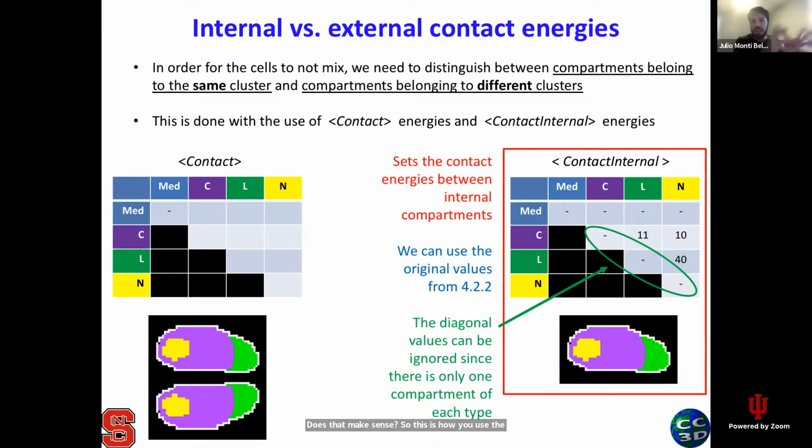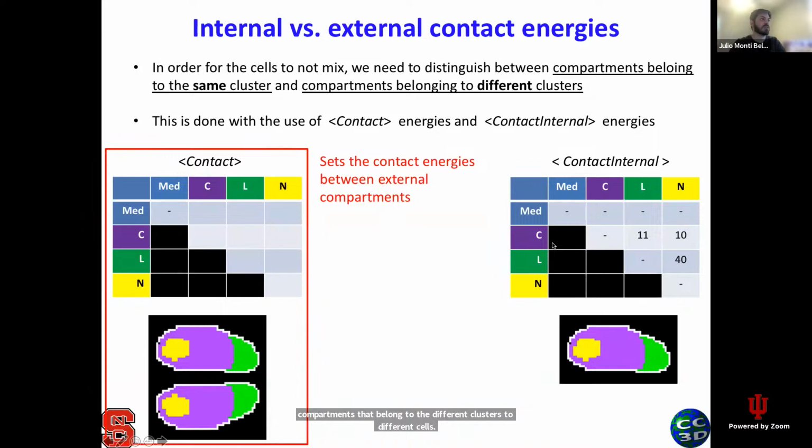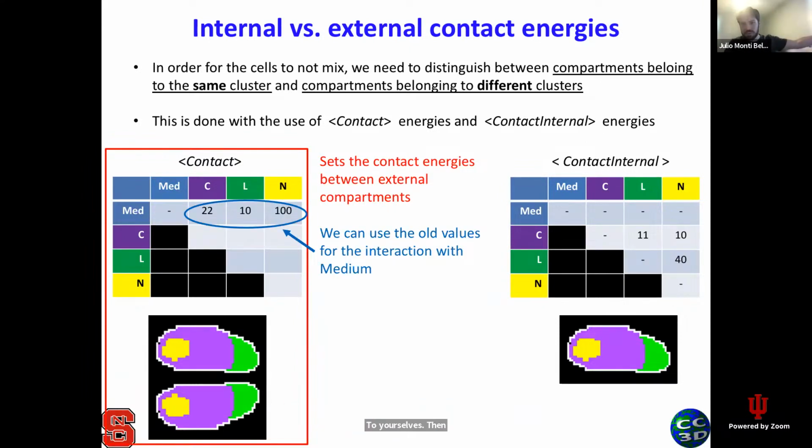Then at the same time, we're going to have the external contact energies that set the energy between compartments that belong to different clusters, to different cells, okay? So here, this will set the contact energy between external compartments. And because the medium by itself is an external compartment to your cells, in this case you can still use the same old values that you have from Gilberto's simulation. So I believe, if I'm not mistaken, you used 22 for cytoplasm and medium, 10 for lamellipodia and medium, and 100 between nucleus and the medium.